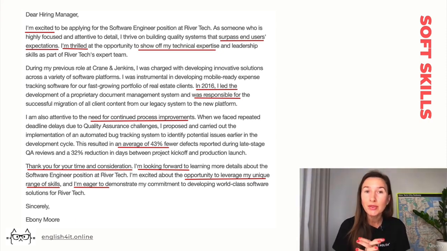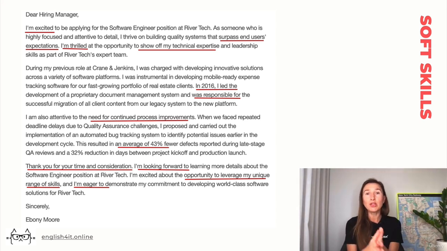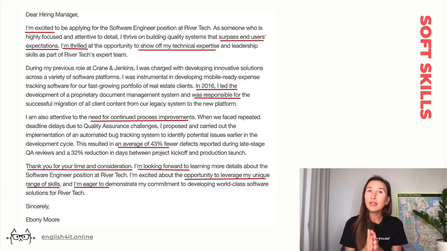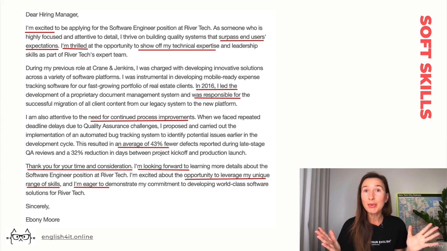So he says, "During my previous role," so talk about your past accomplishments and how they match with the present job here, yeah? "During my previous role at Crane & Jenkins, I was charged with developing innovative solutions across a variety of software platforms." Again, I'm not going to tell you what to write here, because depending on your job and experience, you will have to write something different. But remember, as part of this lesson, your task is to write a cover letter. So feel free to write a cover letter for a job that you would potentially like to apply for, and we will be happy to read it on the course and give you our feedback, okay?